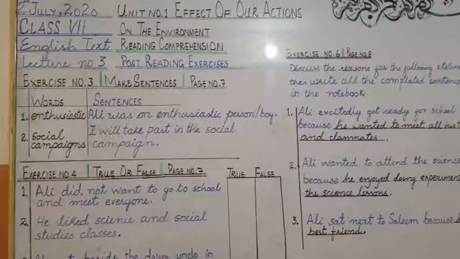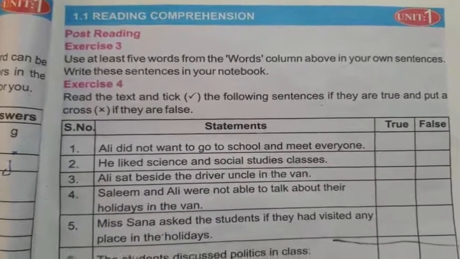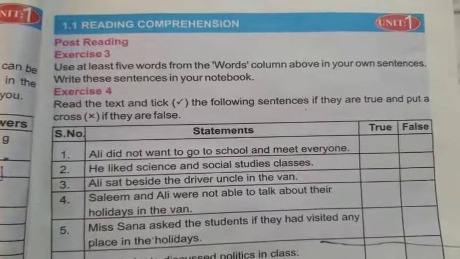And out of these 5 exercises, only exercise number 4, true or false, will not be done in the notebook. And the remaining exercise 3, 5, 6 and 7 will be done in the notebook. So my dear students, take out your English book 7 and open page number 7. Here it is. On page number 3, you will see exercise number 3.